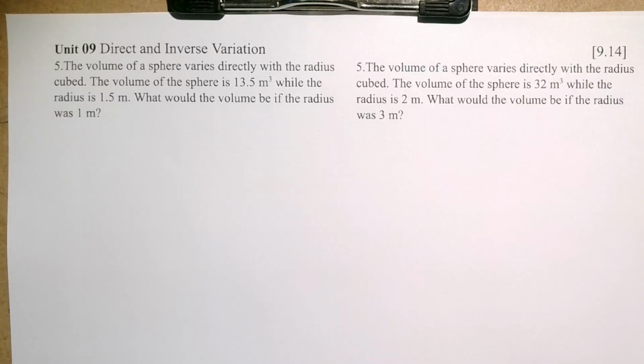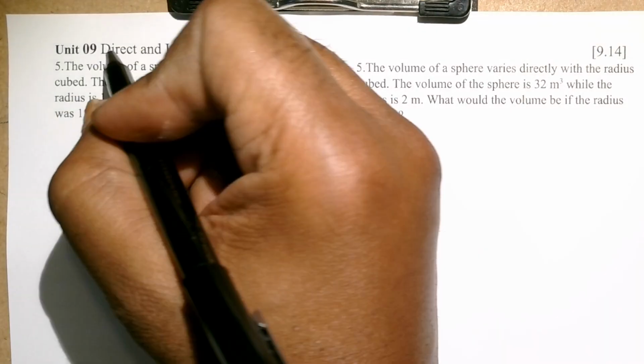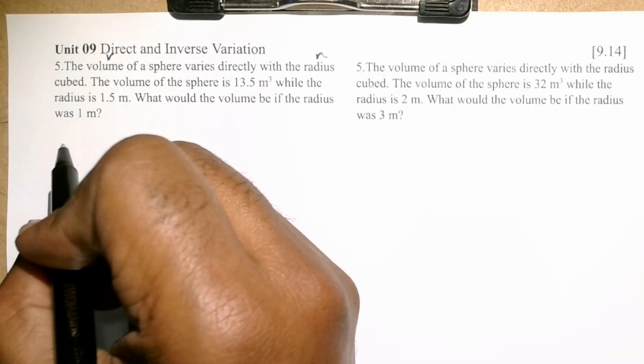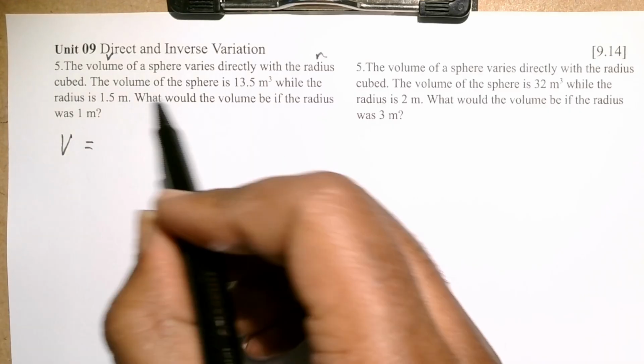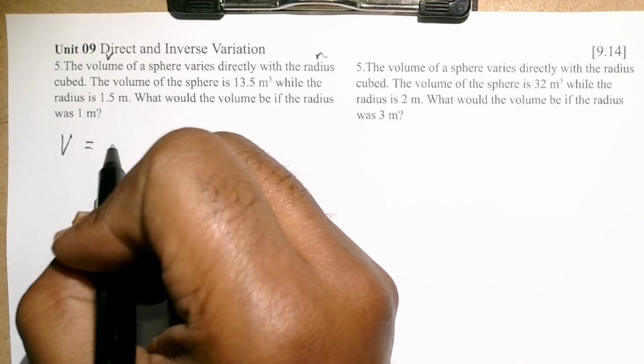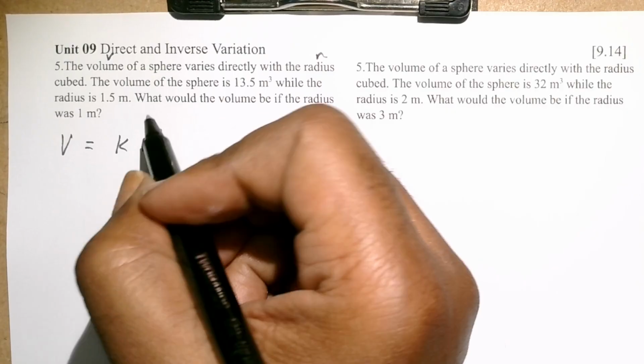Direct and inverse variation. The volume of a sphere varies directly with the radius cubed. We're going to use V for volume and R for radius. So the volume of a sphere, V, equals a constant times the radius to the third power.